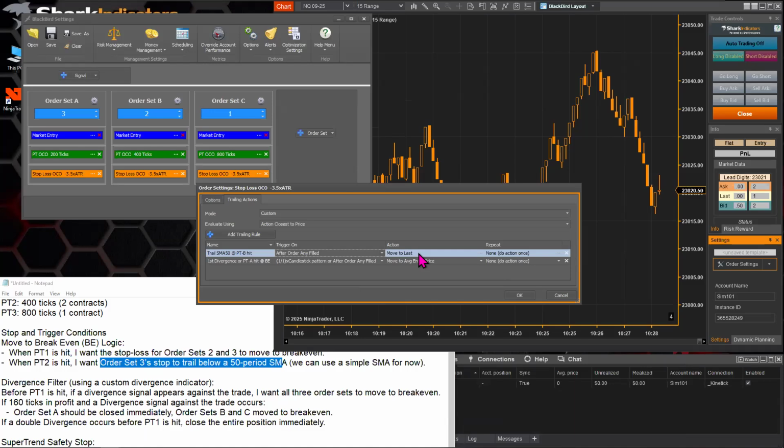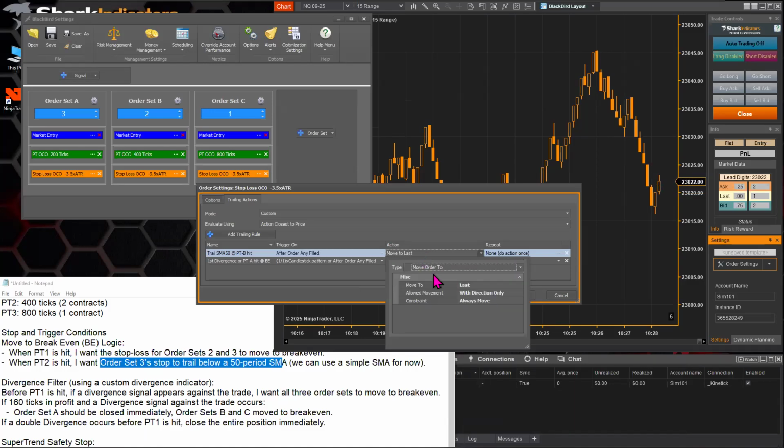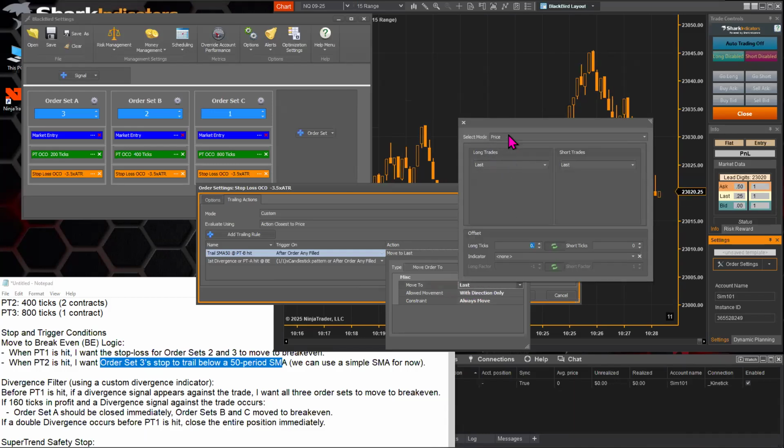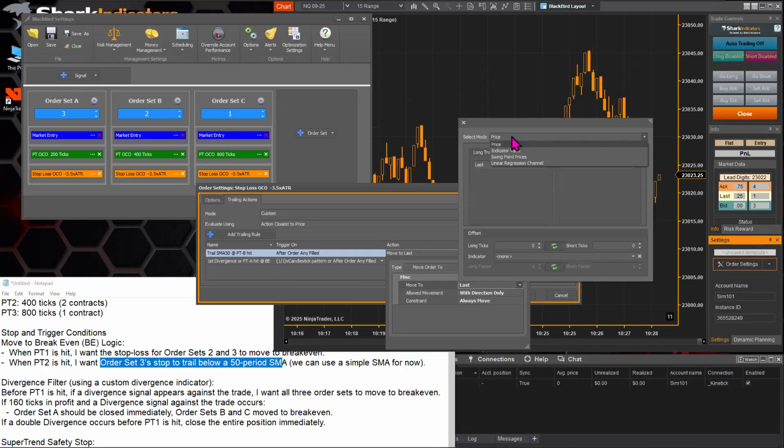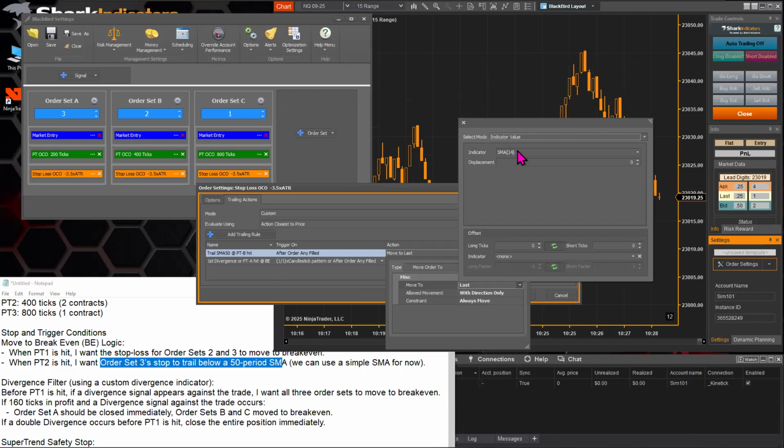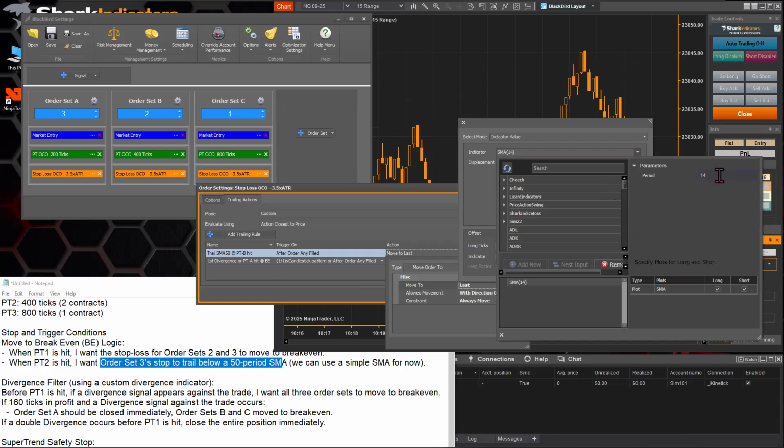And now the trailing part. The action here, we're going to set this up to follow that SMA. So we're going to move our stop loss to, we're not going to move it to price, we're going to move it to an indicator value. So change the mode to indicator value. There's our SMA, and we're just going to switch it to a 50 period like so.